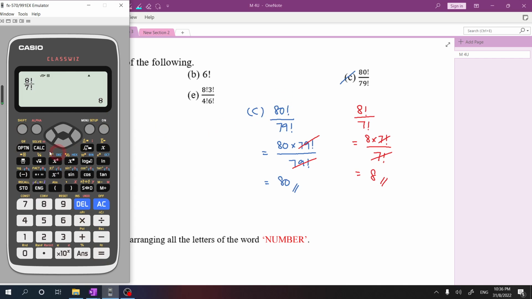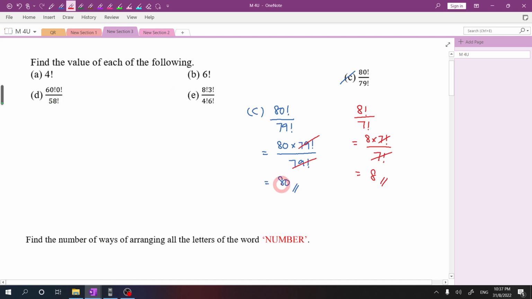Okay, let me key in again this time, to see whether I can get the answer or not. So 80. Okay, maybe it's too big, so the calculator cannot show us the answer. But this is the correct answer. So how about this one? D.